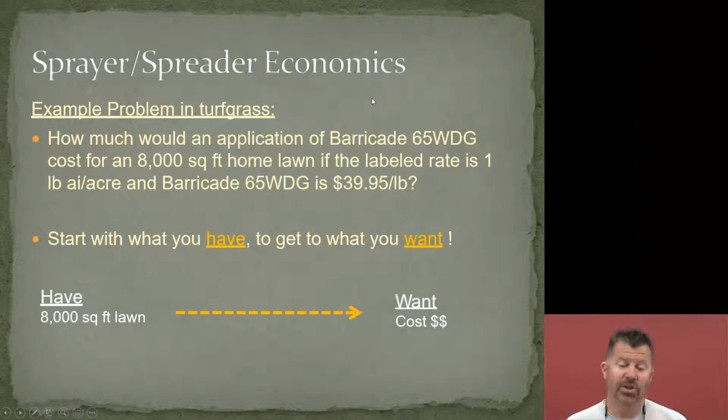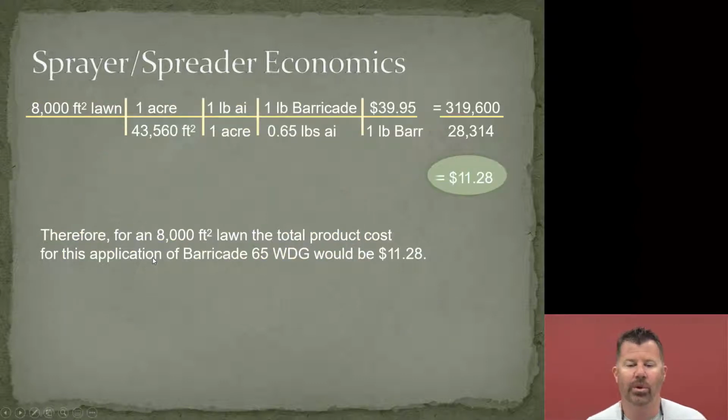So how much would the application of the Barricade 65 water dispersible granule cost for an 8,000 square foot lawn if the label rate is 1 pound active ingredient per acre? And Barricade 65 WDG cost us $39.95. This is our problem, and we're going to work it out. We're going to start with what we have to get what we want. We have an 8,000 square foot lawn, and we want the cost. So how much is it going to cost to do that 8,000 square foot lawn? And we're going to do it through a little bit of crossing out math or dimensional analysis.